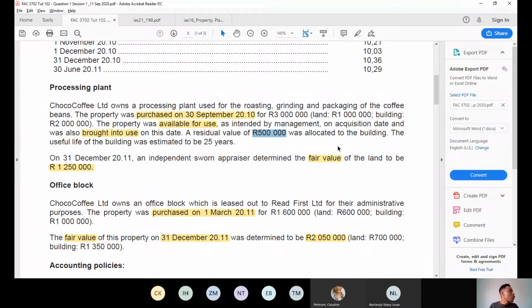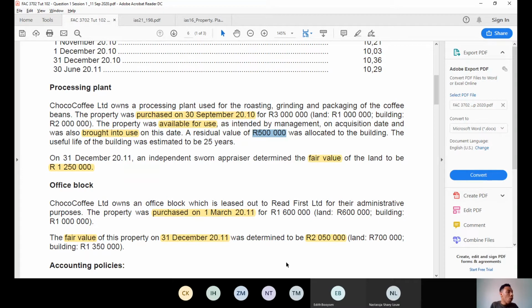Okay. And then the useful life of this building is estimated to be 25 years. On 31st of December 2011, this building was evaluated by an independent appraiser, and they determined that this building is now worth 1.250 million. That's where we end. What you know is that we are at cost when you bought this building, but at the end of the current year, we then had a revaluation of this building.